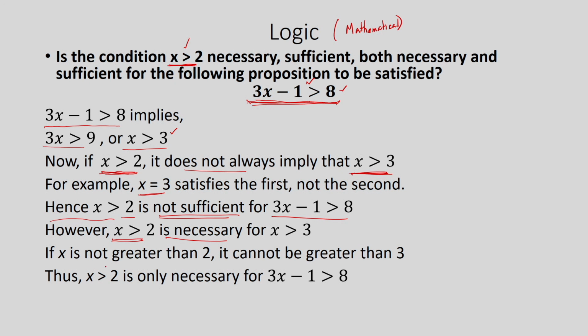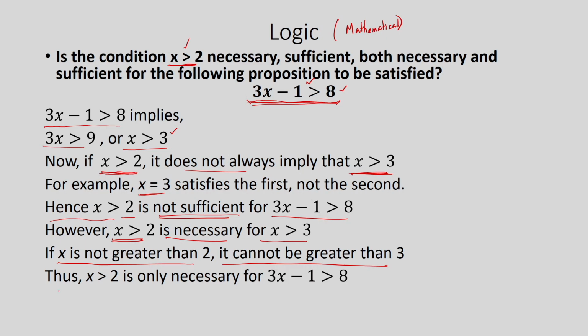So, if this condition is not satisfied, that means x is not greater than 2. Now, if x is not greater than 2, then x cannot be greater than 3 either. So, if x is not greater than 2 means what? x could be 1, x could be 0, x could be something negative. Those are the cases where x is not greater than 2. But in all these cases, x is not greater than 3 also. So, that is what I have written here. If x is not greater than 2, it cannot be greater than 3, and that is the idea of a necessary condition.